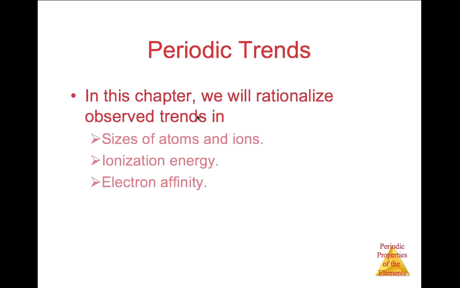In this chapter, we'll rationalize observed trends on the periodic table in terms of sizes of atoms and ions, ionization energy, and electron affinity. We'll talk about why these trends take place, and you, as a student, need to not only know and memorize what those trends are, but you have to be able to explain why the trends happen. Most importantly, of all things, know why these trends occur.